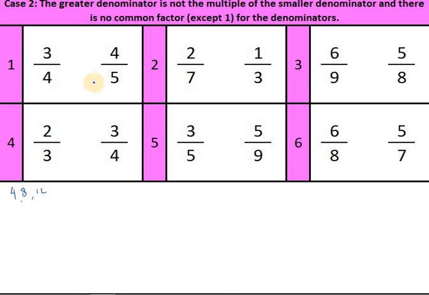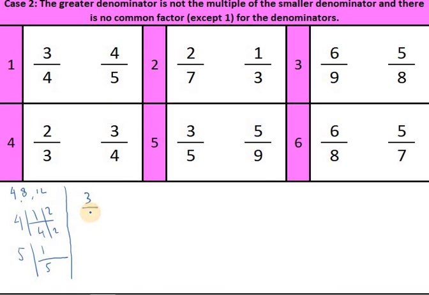And there are no common factors between 4 and 5. If you want to list down the factors, we have 1 and 4, and 2 and 2, and the factors of 5 are only 1 and 5. So there is no common factor except 1. So what we need to do here is multiply each of the fractions by the denominator from the other side. Let me just show you.